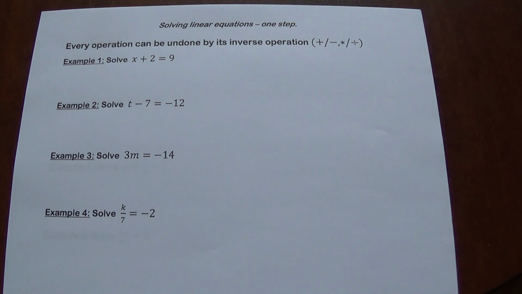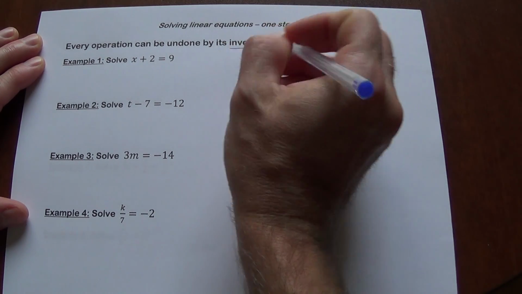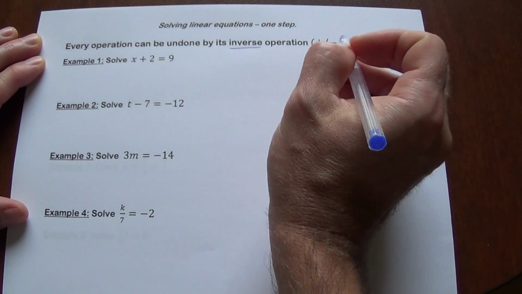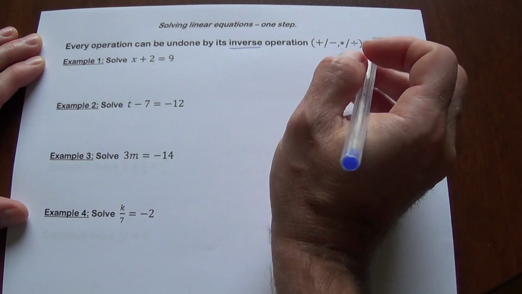Hi, today we are going to talk about how to solve one-step equations. When we solve those, you always undo an operation that you have by what's called its inverse operation. So plus can be undone by minus and vice versa, and multiplication can be undone by division, vice versa.